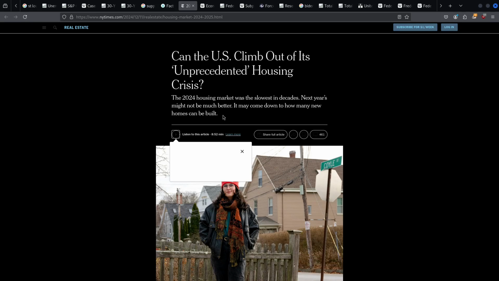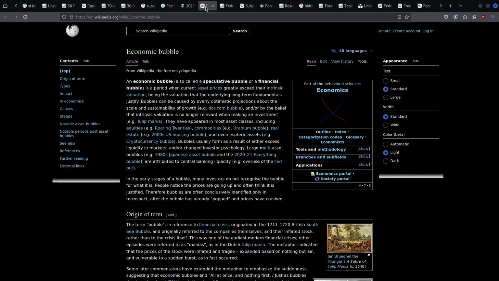Just keep building, just keep building. It'll fix the problem eventually, right? If we just overflow the supply in the market, but there is no demand for it, what this is called is an economic bubble.